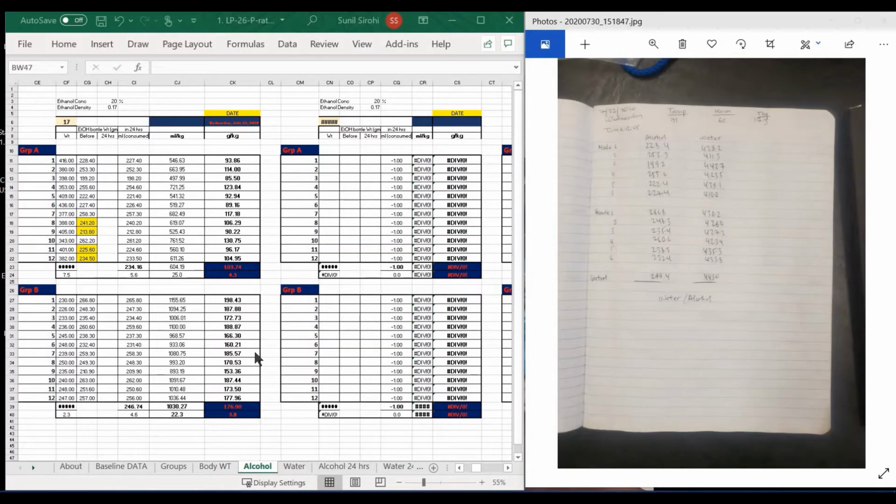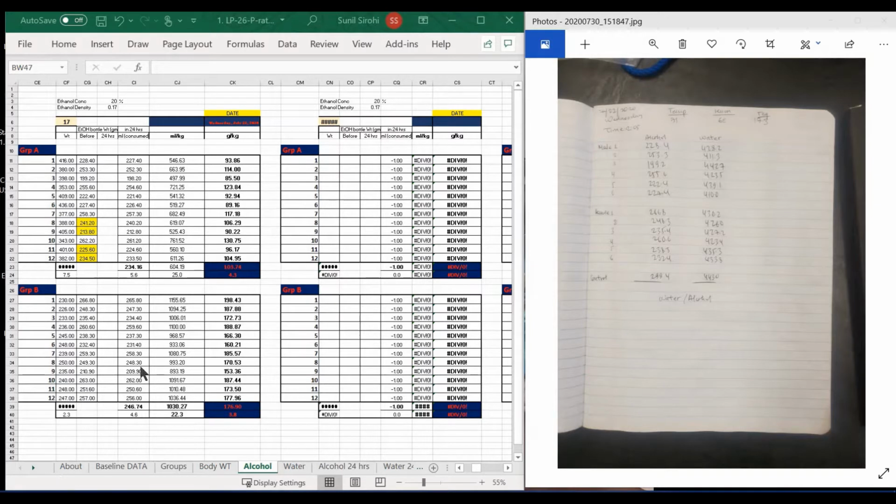Now we're going to look at how we enter data from a notebook into the Excel file. Remember, this is a notebook in which you record your data daily, manually, when we get into the rooms, and this is where we analyze all these data.